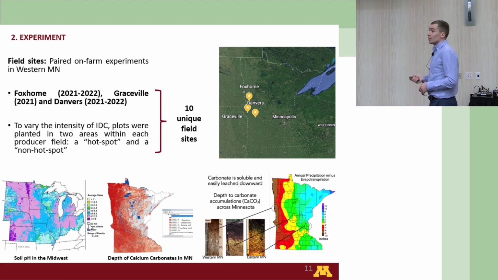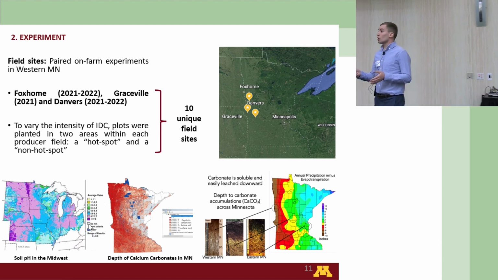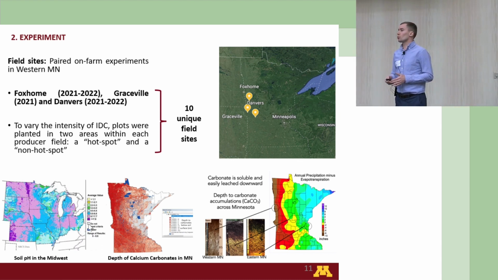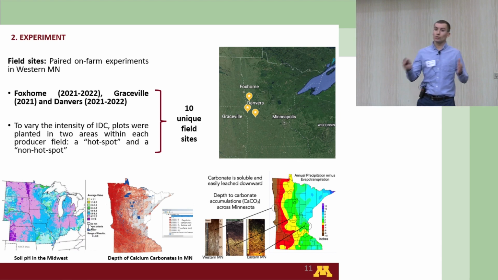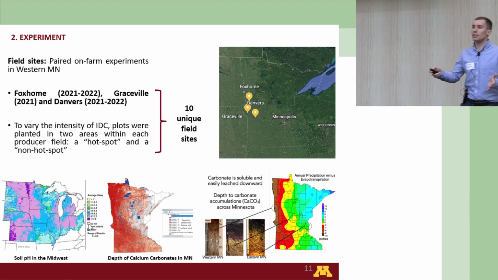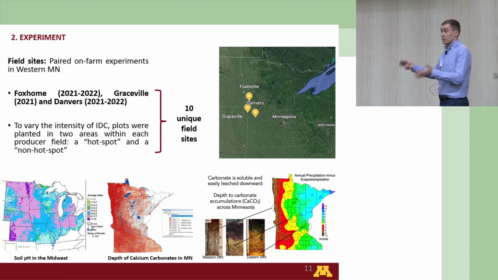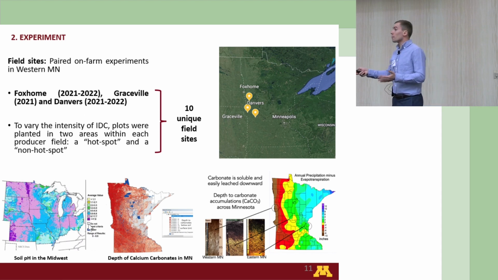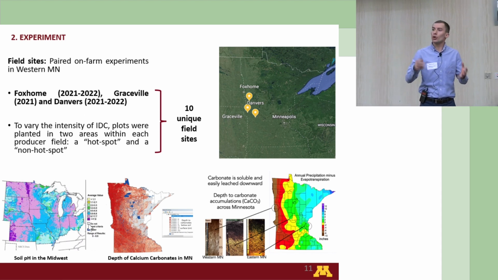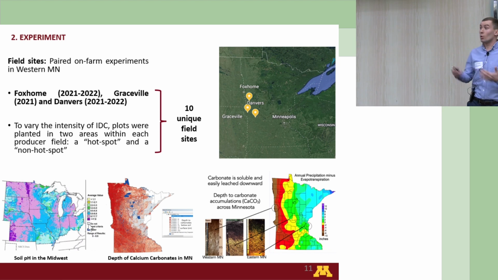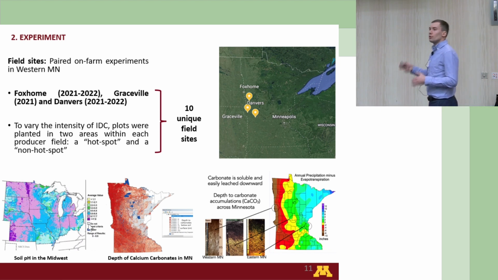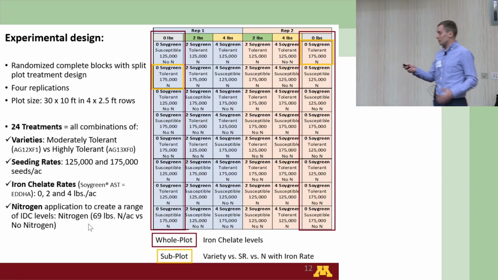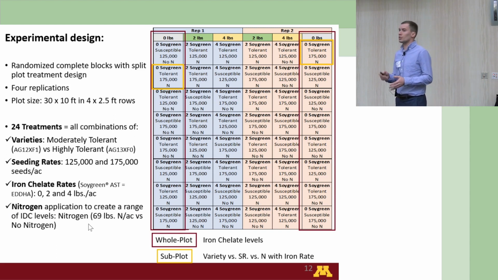In addition to varied intensity of IDC, plots were planted in 2 areas within each producer field, which we called site. So one site was planted in the hotspot IDC part of the field, where symptoms were expected to be severe, and the other site was planted in the non-hotspot IDC part of the field, where symptoms were expected to be lower. And that resulted in 10 unique field sites, or 10 unique environments. We evaluated 24 treatments representing the combination of all 4 main factors and their levels.